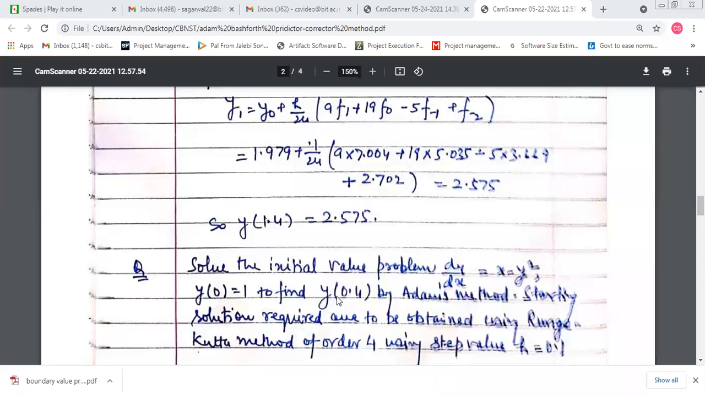But before you find out the value at 0.4, y0 is given as y0 is equal to 1, meaning when x is equal to 0, y is 1. When x is equal to 0.4, you have to find out the value.